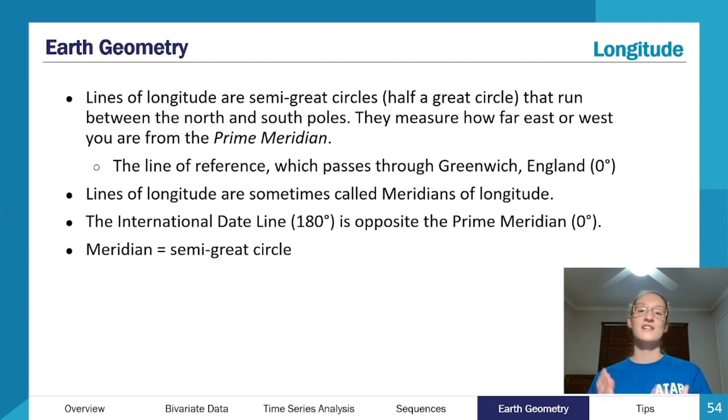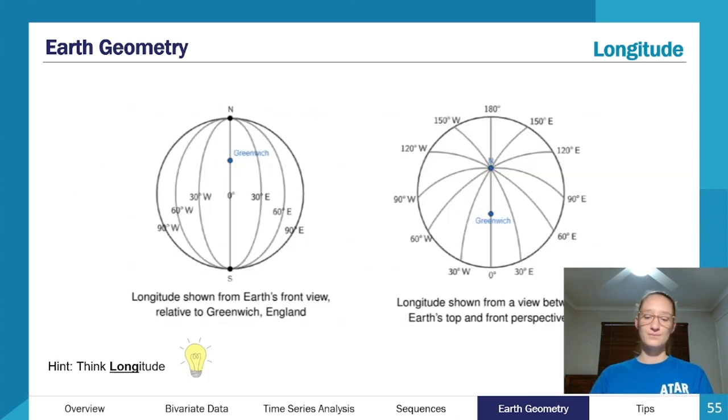The lines of longitude are sometimes called meridians of longitude. So you might hear them referred to as parallels of latitude and meridians of longitude. Again, just other names that we're using. And the international date line is 180 degrees, so it's opposite the prime meridian. The prime meridian is our 0 degrees longitude, and the international date line is our 180 degrees longitude. And they're sometimes called meridians of longitude because it's referring to that semi-great circle.